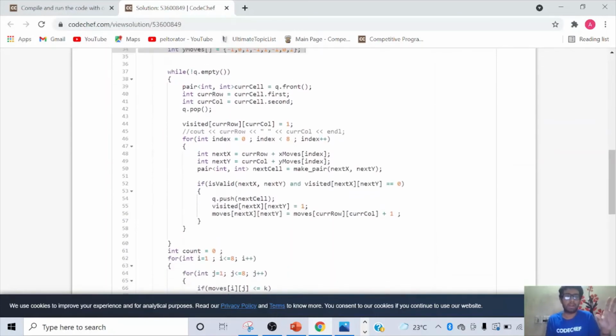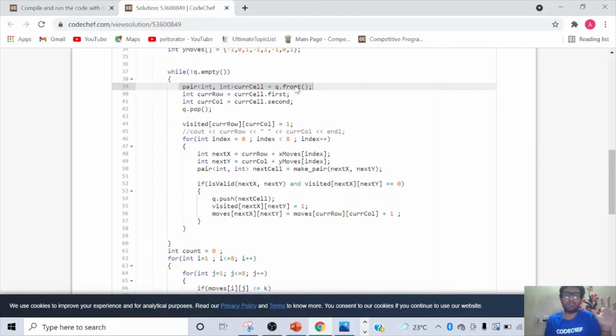Now comes the main part. While the queue is not empty, do the following. First, get the cell that is currently at the front of the queue. Initially, this will be start row, start column. Now, from this cell or node, we need to compute all its 8 neighbors, and those neighbors that evaluate to true after passing them to the isValid function, we need to insert into our queue.